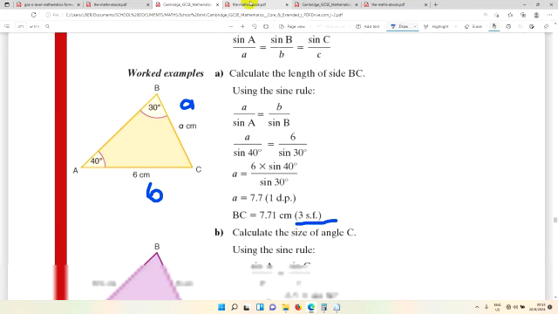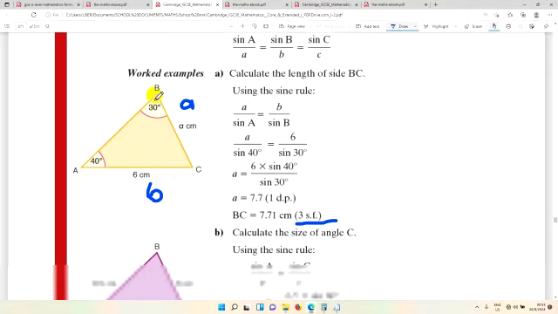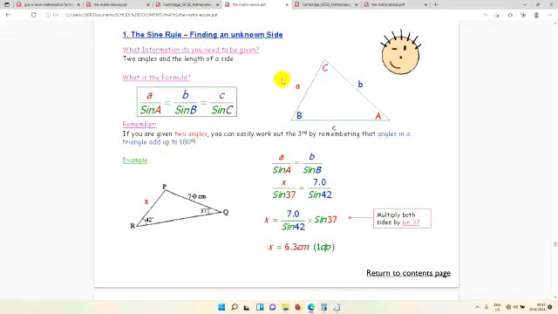And let's move on. I want to give you another example. We are calculating the unknown side. So we use a over sine A, which equals b over sine B, which equals c over sine C. It's not always the case that it will be in terms of a, b, c; sometimes you can be given p, q, r, like this one.